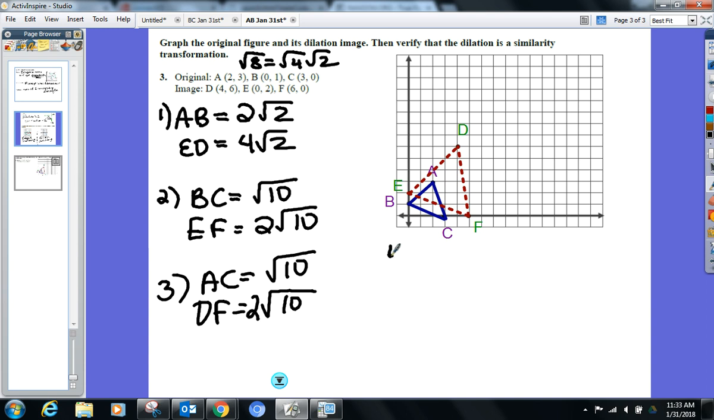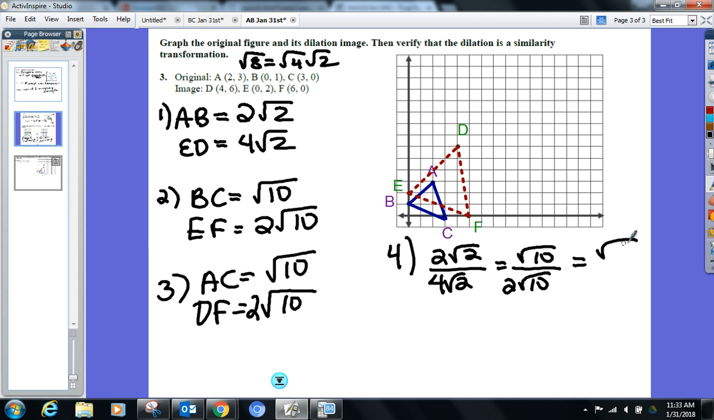Okay, so let's talk. We had 2 radical 2 corresponding to 4 radical 2. We had radical 10 corresponding to 2 radical 10. And we also had another radical 10 corresponding to 2 radical 10. Can I have somebody's algebraic skills show me? Because yes, those 2 are in the same ratio. They're the exact same radicals. But are these 2 the same as that one right there? Can I have some help algebraically breaking these down even further?